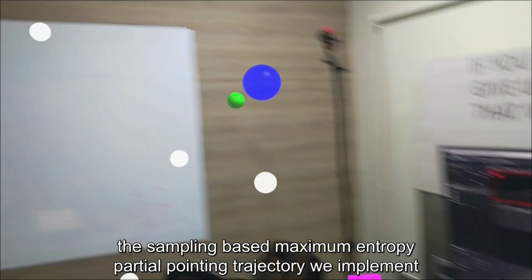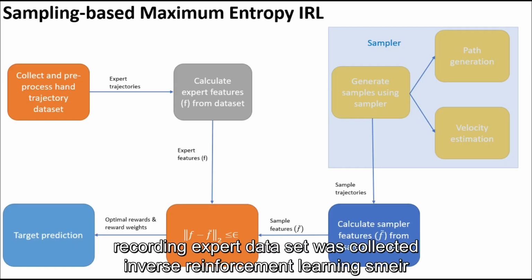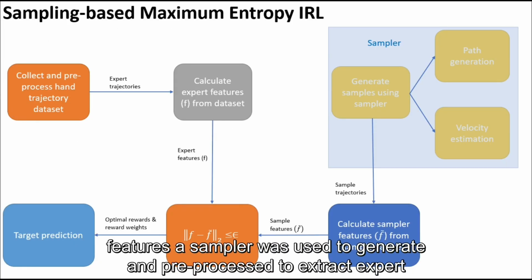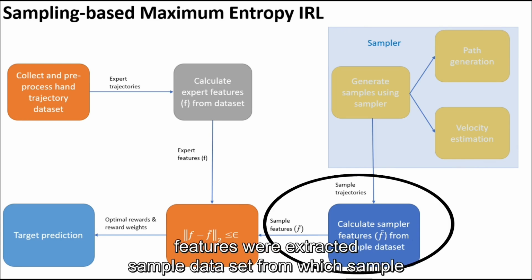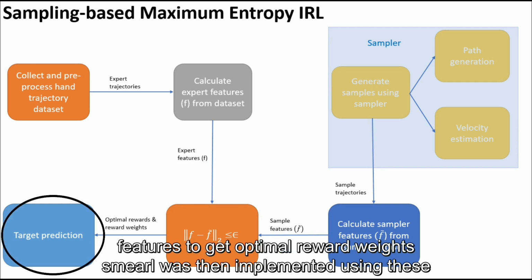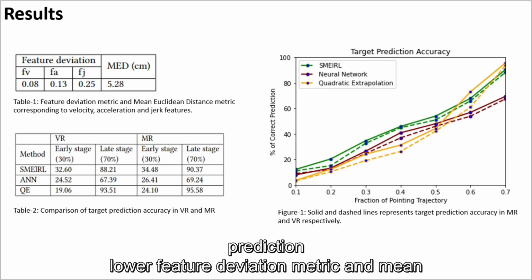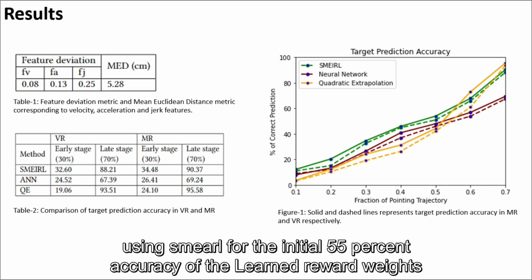We implement a sampling-based maximum entropy inverse reinforcement learning (SMEIRL). Stop recording. Expert dataset was collected and pre-processed to extract expert features. A sampler was used to generate sample dataset from which sample features were extracted. SMEIRL was then implemented using these features to get optimal reward weights which were used for target prediction. Lower feature deviation metric and mean Euclidean distance error shows the accuracy of the learned reward weights using SMEIRL.